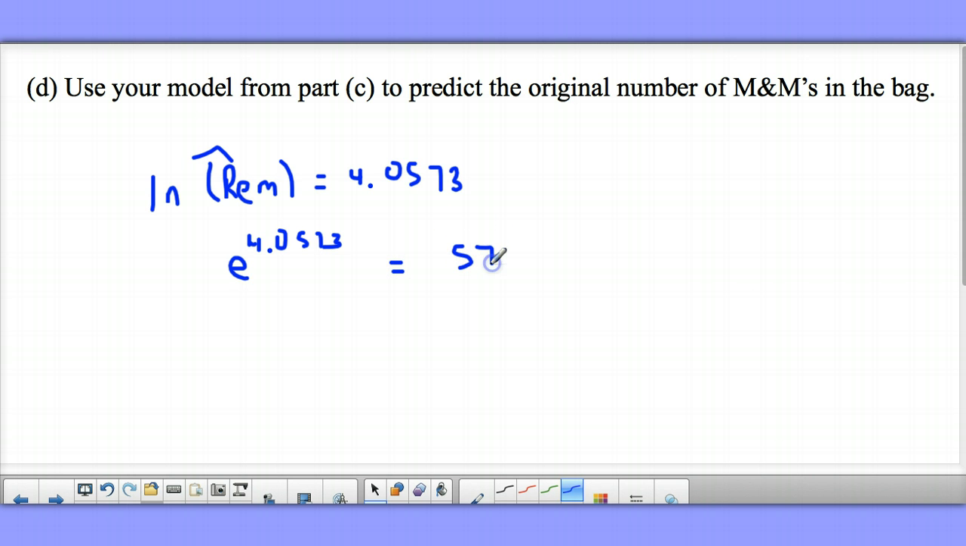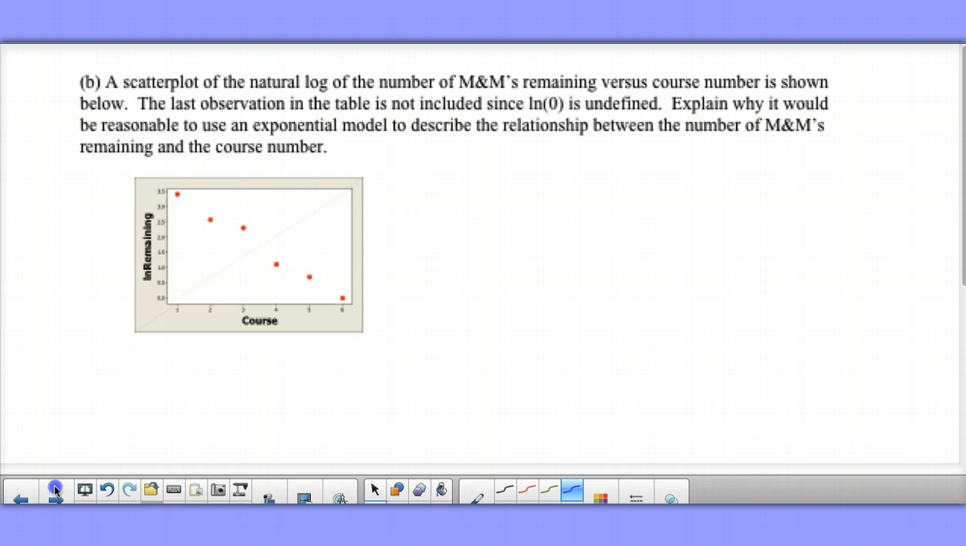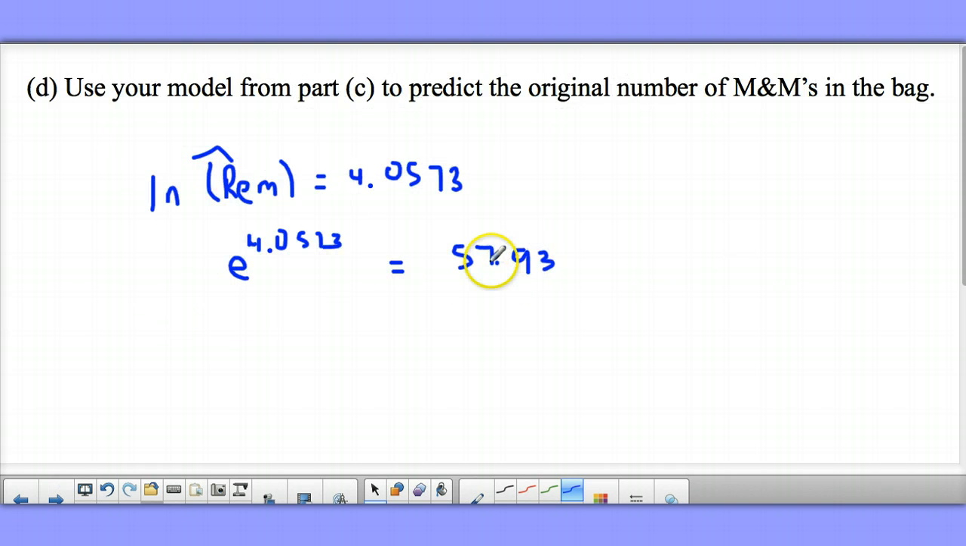When I do that calculation, I get that initially there was 57.93. Now if we assume that M&Ms are equally likely to land with the M side up or M side down, an exponential model makes sense because we should have half of them disappearing each time. If we go back to our original list, we had 30, and if we're going down by about half each time, initially there would have been about 60. So this model is not too far off here with about 58 M&Ms.